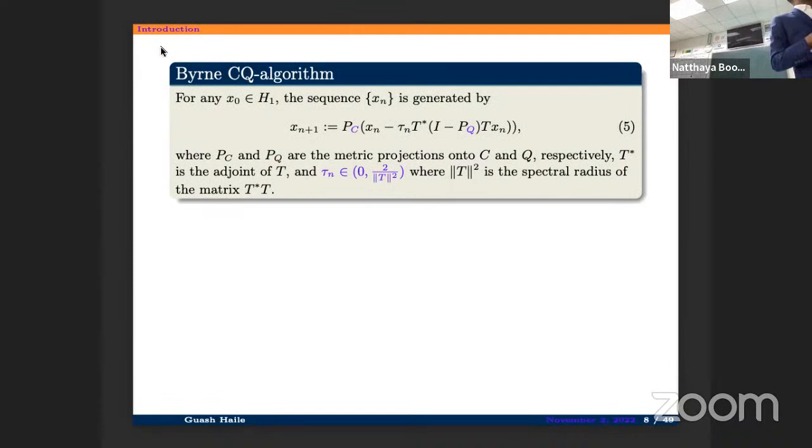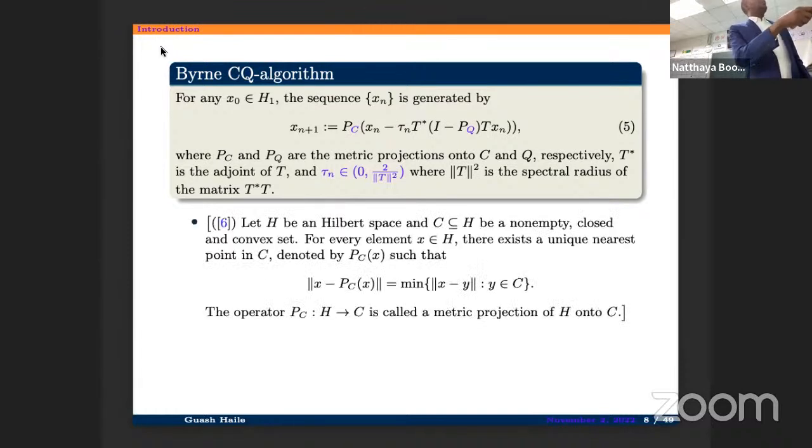For any initial point x0 in H1, the sequence xn is generated by this formula, where PC and PQ are the metric projections onto C and Q, respectively, of H1 and H2, where T* is the adjoint of T, and tau n belongs to this interval, where this is the spectral radius of the matrix T*T. As we can see here, what we mean by metric projection is defined here. It is just the distance between a point x and its projection on C. Its projection on C is the minimizer of the distances between x and each point y belonging to C. So this operator PC from H to C is called the metric projection of H onto C.